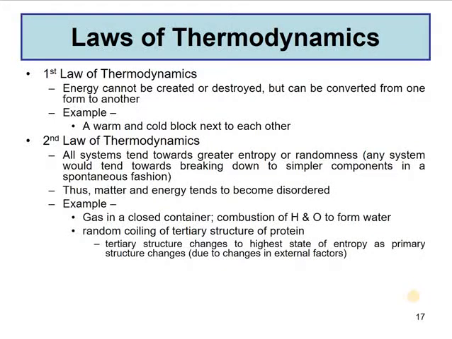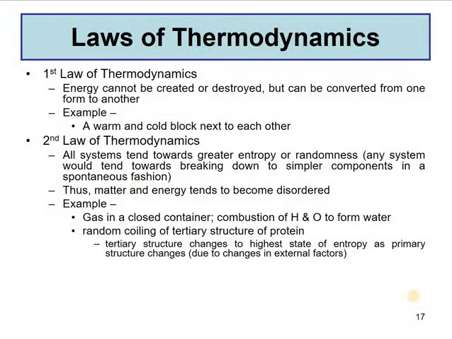An example of this is a warm body that's sitting on a cold block. Then what happens is that after some time, there's an exchange of heat energy, and then the cold block becomes warm. So that's the first law. But the second law of thermodynamics talks about entropy, that all systems tend towards a greater entropy or randomness.